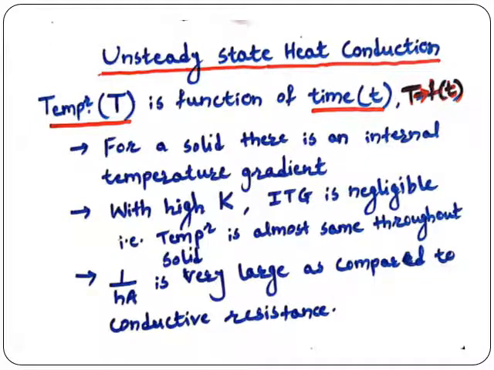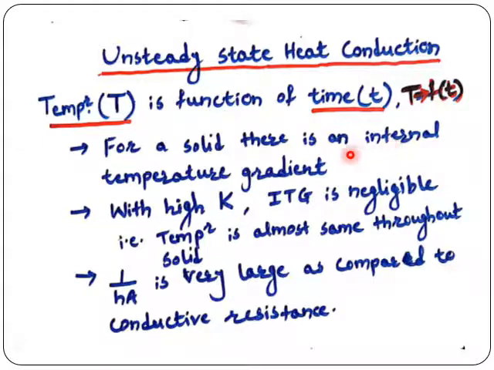So what is unsteady state heat conduction? In unsteady state heat conduction, temperature is a function of time. Obviously temperature is also a function of other parameters, but here we are going to consider the change in temperature with respect to time. When you consider a solid, we know that if there is a temperature gradient from one surface to another, there is also variation in temperature within the solid.